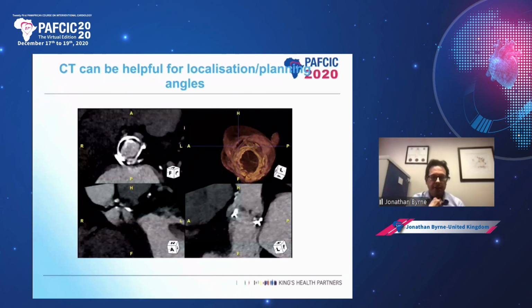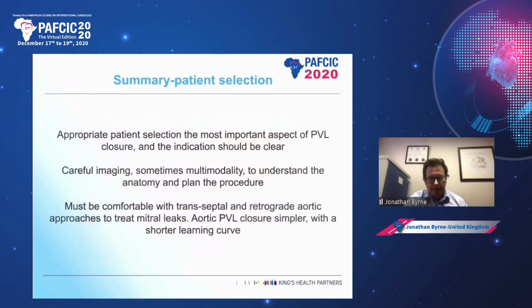Horst has mentioned fluoroscopic angle planning, and I think use the imaging that you've got. CT can be very helpful for localization, particularly for angles. I mean, you can do that from the echo and the fluoro itself. But if you're planning large leak closure, then I think having a CT sometimes helps define the anatomy a bit more carefully. So I'm just going to stop there.